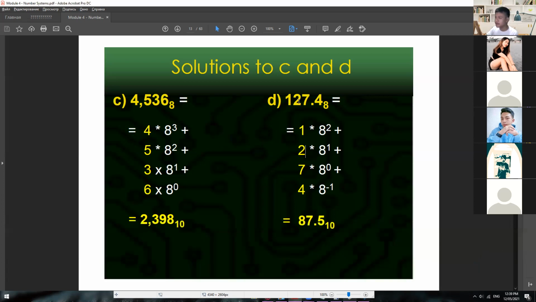Okay, how about letter D? So again, the same process, just line this one up from top to bottom. So 1, 2, 7, 4. And then starting from the decimal, so 7 right here is 0 and above. And then 4 is -1. And then just do the math and then you will get this one. So would you guys please check if this one is correct or no?